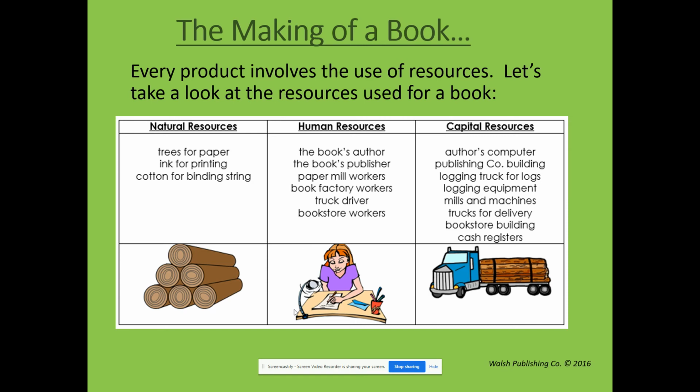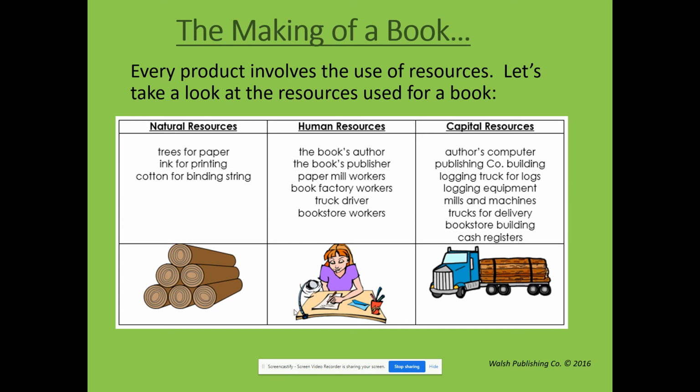The human resources that would be involved in making a book would be things like the author that wrote the book. That's a human resource. The person who published the book or paid for the book to get made, the company. The workers that worked at the paper mill to make sure that the trees became paper, the book factory workers, the truck driver that drives the books to the store, the bookstore workers, all of those people would be human resources in making a book.